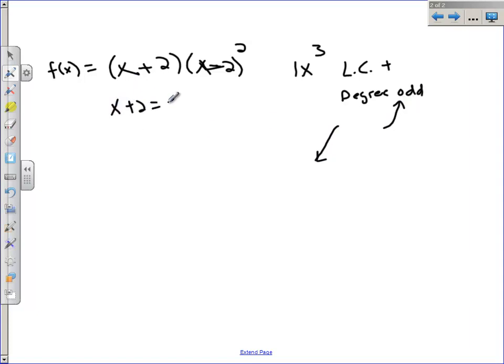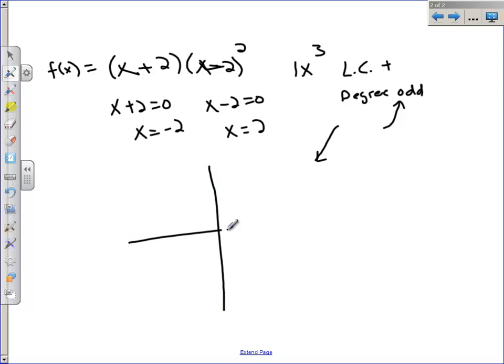But we also have zeros. When x + 2 equals 0 and when x - 2 equals 0, this tells us our roots, or our zeros, or where the graph crosses the x-axis. So let's see how we can do here. Draw our little axis. It's a little slanted, I apologize.